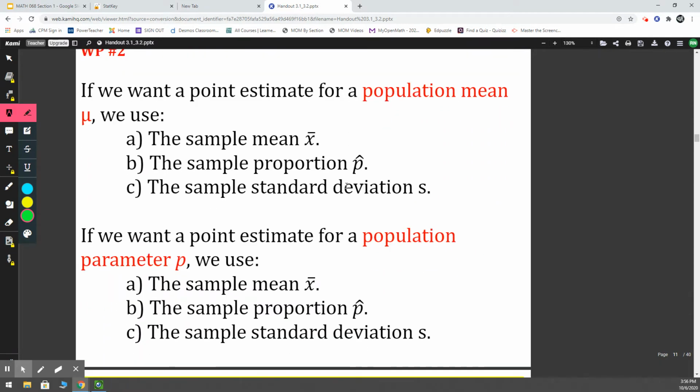If we want a point estimate for a population mu, what would we use? Well, the thing that corresponds with a population mu is a sample x-bar mean. This goes back to the very first slides. If we want a point estimate for a population proportion, what corresponds with that? Well, it would be a sample proportion p-hat.